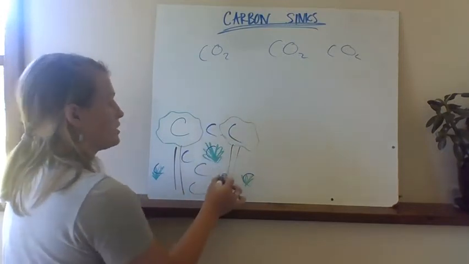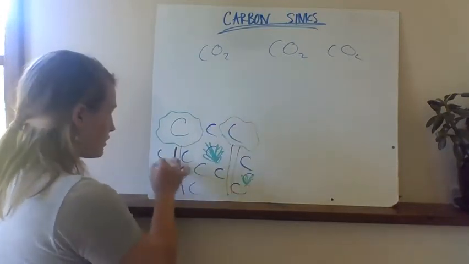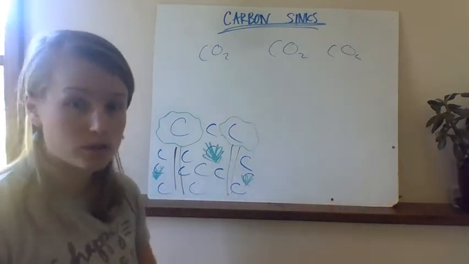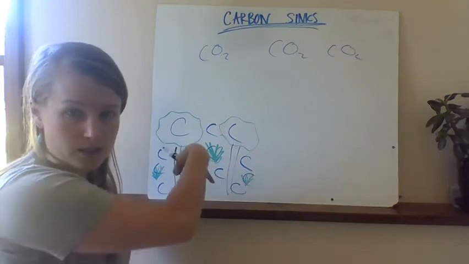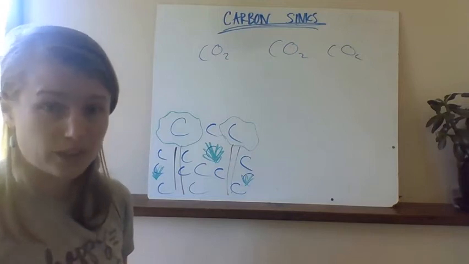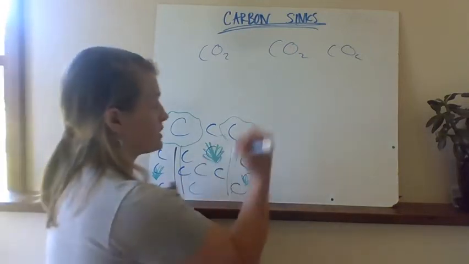If these forests were to go away, this carbon has to go somewhere. It doesn't just disappear, it's a cycle. So it has to go somewhere. If we take out this forest, it's going to go into our atmosphere. Another really important place where carbon is stored is in our oceans.